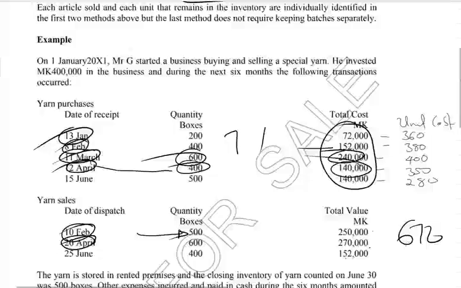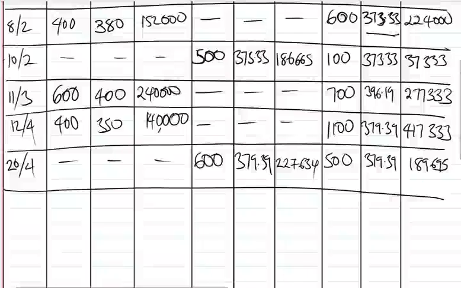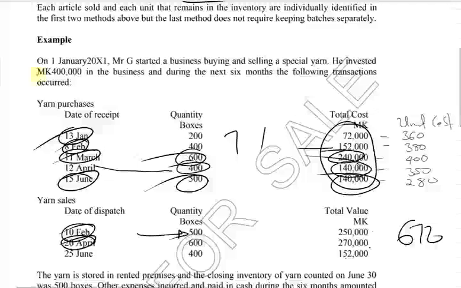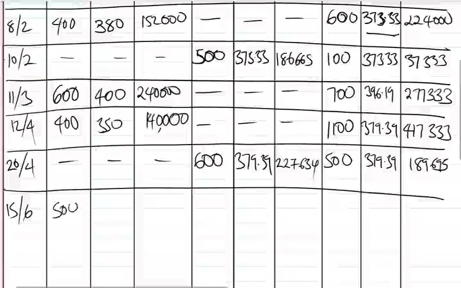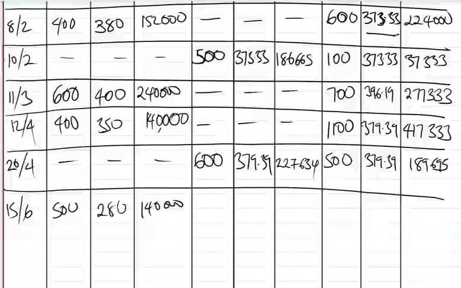So the next is on the 15th of June. The 15th of June, another consignment of 500 at 140,000. So the unit price will be 140,000 divided by 500, which is 280. There's no issue on the same date. Now we have to calculate a new weighted average.